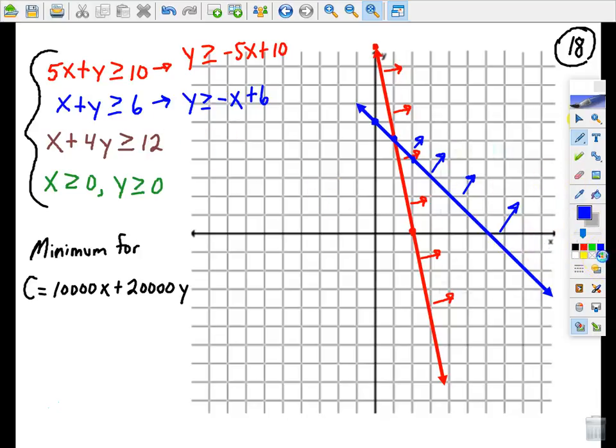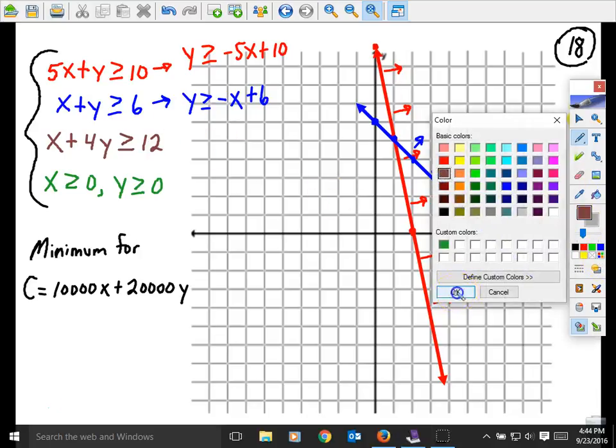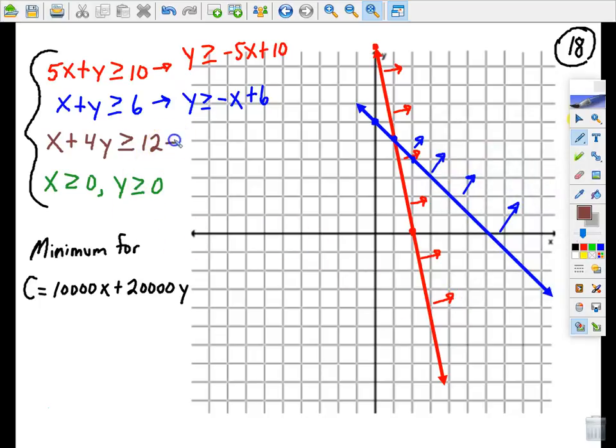Okay, now I've got this weird looking color. Not sure what it is, but it's different. So let's solve for y. So we got 4y is greater than or equal to -x plus 12. So y is greater than or equal to -1/4 x plus 3. Okay, so 3 on the y-axis, -1/4 slope, down 1, right 4, up 1, left 4.